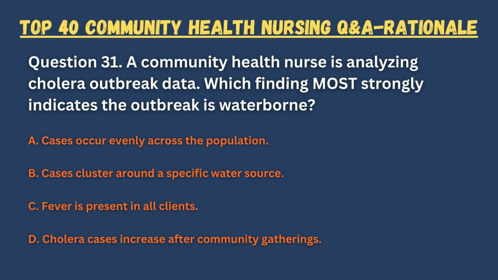Question 31. A community health nurse is analyzing cholera outbreak data. Which finding most strongly indicates the outbreak is waterborne? A. Cases occur evenly across the population. B. Cases cluster around a specific water source. C. Fever is present in all clients. D. Cholera cases increase after community gatherings.